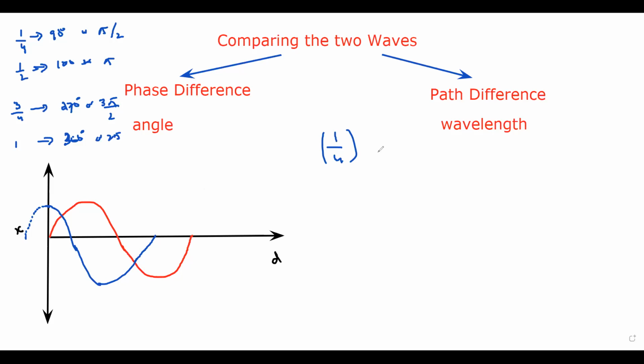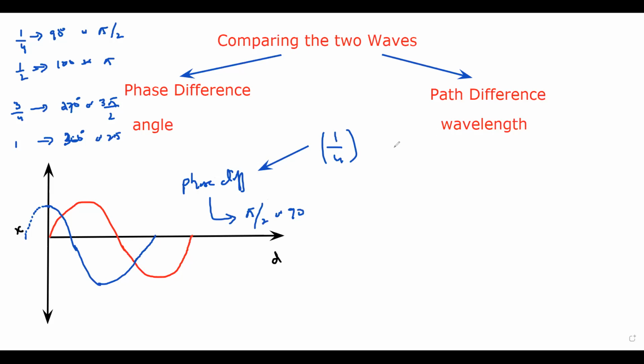Because we have to produce a quarter of the wave in this example, for a quarter of the wave, the phase difference will be how much? It will be pi/2, or we can say 90.